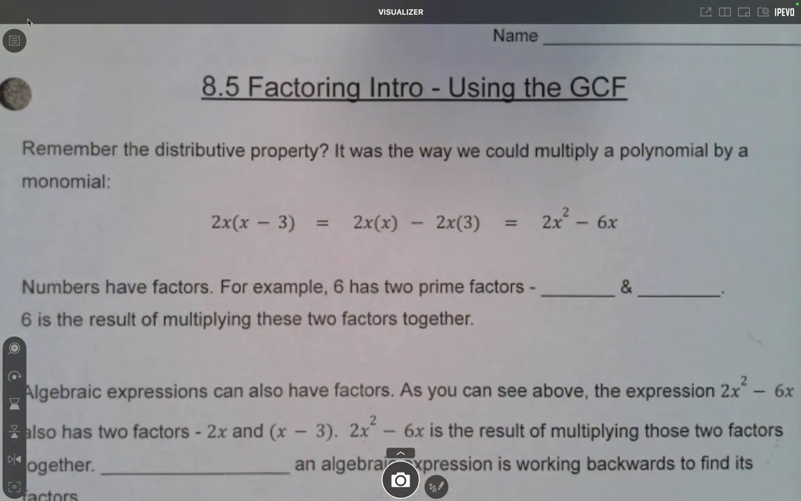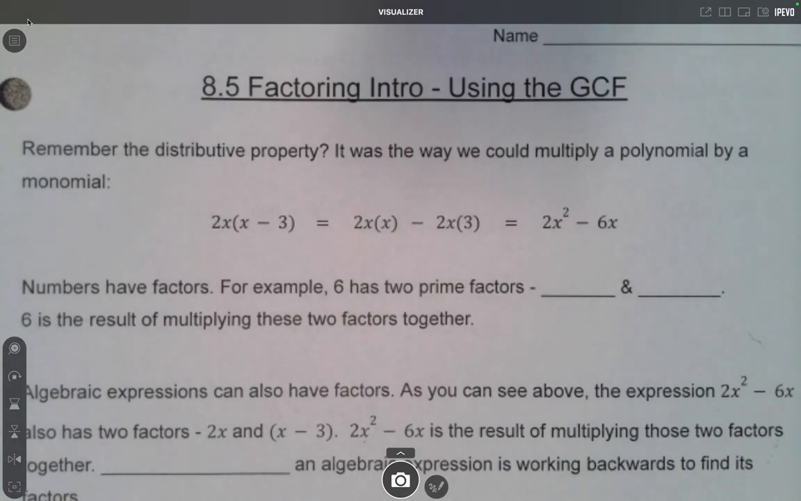Factoring. This is a big topic in algebra, and honestly, I like it a lot. So this is just the introduction. We'll start with kind of the basics, and then as we move on to other sections, we'll get to the more and more complicated ones. But today, I hope, is pretty straightforward.